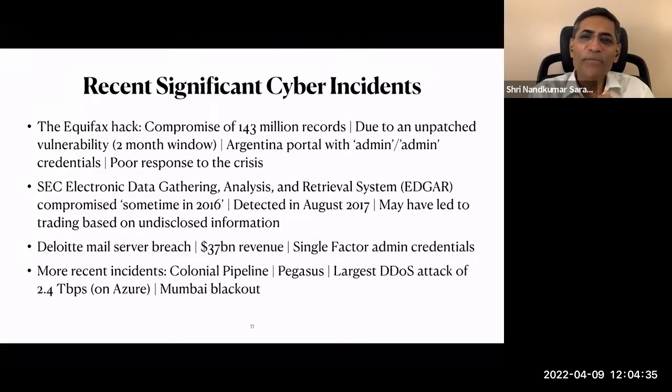So apart from this, there have been many other incidents. There's a laundry list here. I don't want to go into each of these, but these have been in the domain of financial services. Now, financial services is a very favorite target of attackers because there is money to be made.